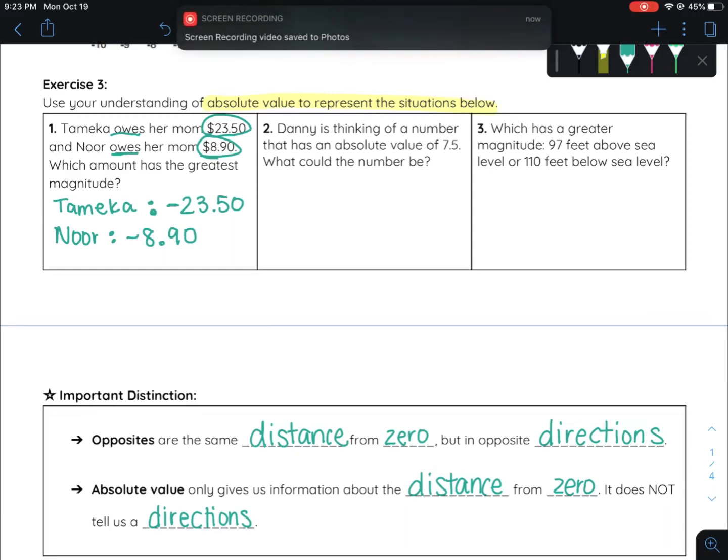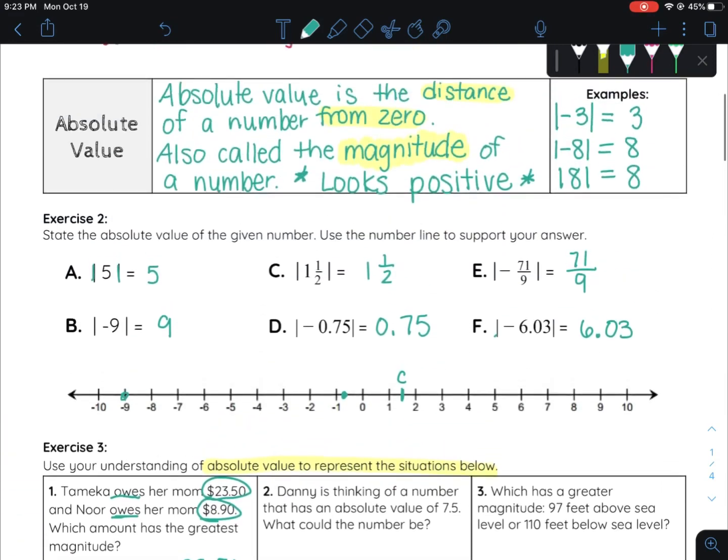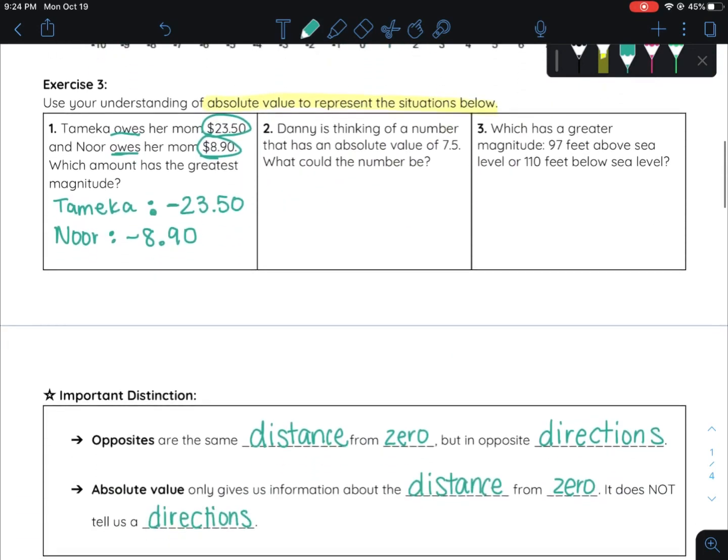And I know that I definitely just saw that word magnitude. Remember, magnitude was just another word for absolute value. Another word for distance from 0. All right? So which one of these numbers is farther, greater distance from 0? Well, that's going to be Tamika, right? This is a negative number. It's a smaller number, but its magnitude, its distance from 0 is greater.